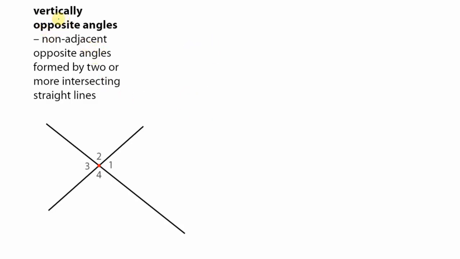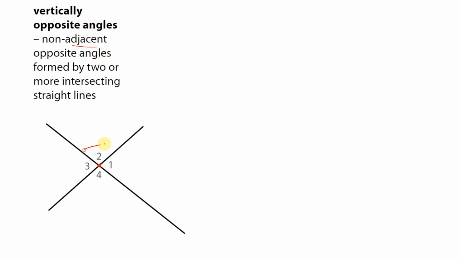Next, let's focus on vertical opposite angles. Vertical opposite angles are non-adjacent. Adjacent means next to each other, so non-adjacent means angles that are not immediately next to each other. They are in fact opposite angles, formed by two or more intersecting straight lines. Here we have two straight lines intersecting. Since there's an intersection, we know that we can look for vertical opposite angles.